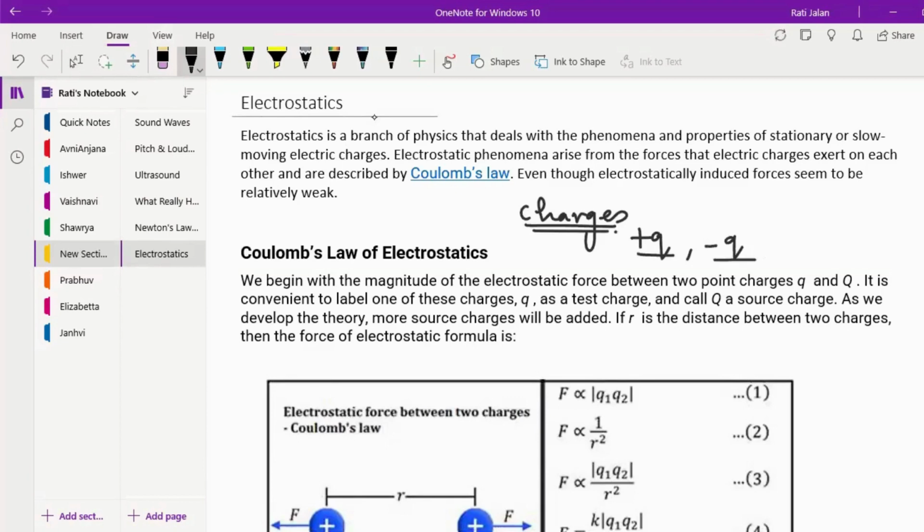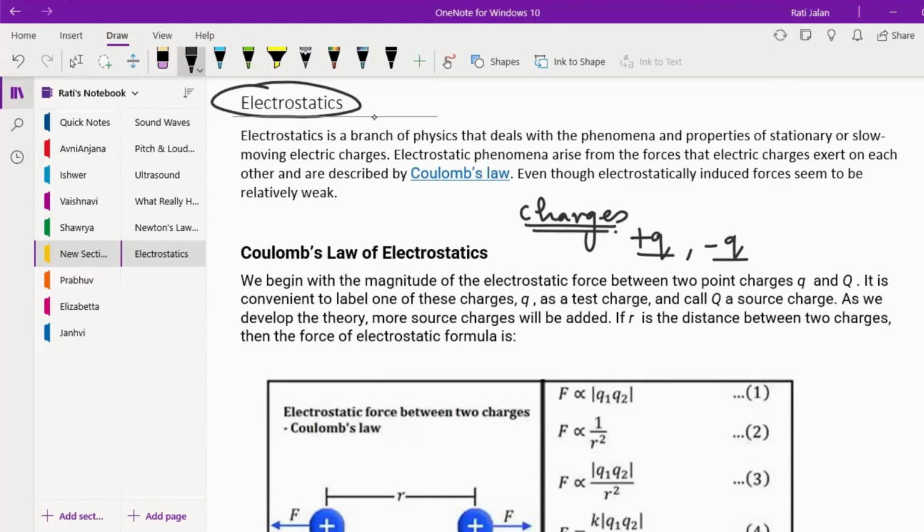And in general, what we need to remember is that whenever we talk about moving charges or static charges, we are going to be talking about this branch of physics, electrostatics. Okay. This will be dealing with stationary charges and moving electric charges also. Now, like you said, charges are of two types, plus Q and minus Q, positive charge and a negative charge.